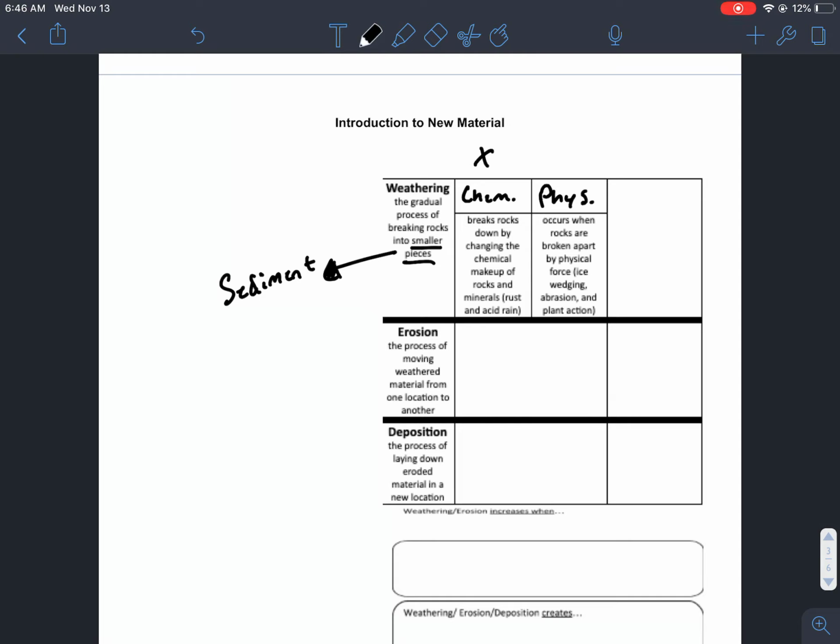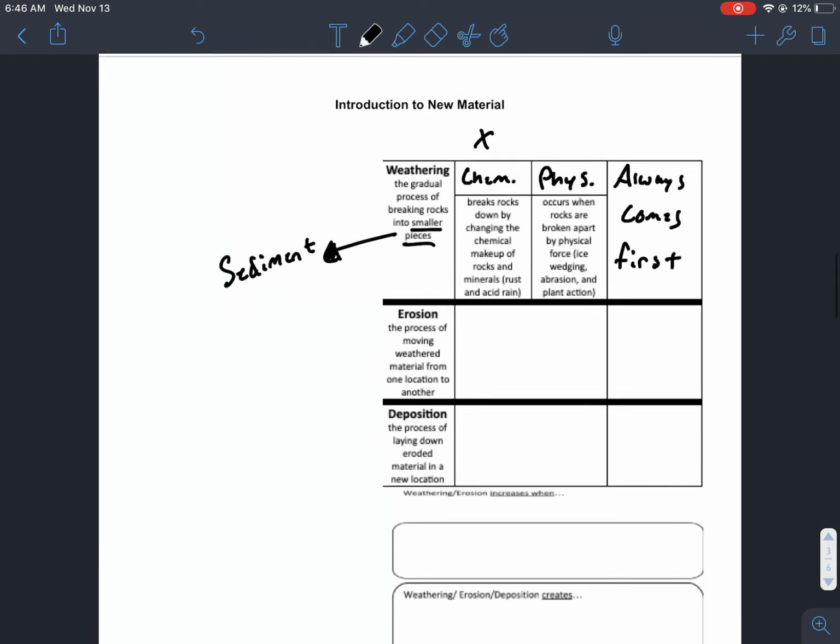Weathering is the first step in this process. What I want you to write is that it always comes first. There are 2 more steps, erosion and deposition. If you don't weather the rock, there's nothing to move, there's nothing to put in a new place. You need weathering before you get anything else. All right, so let's scoot now.